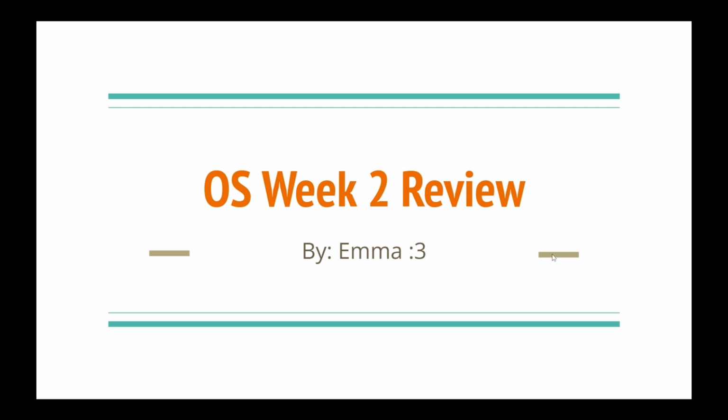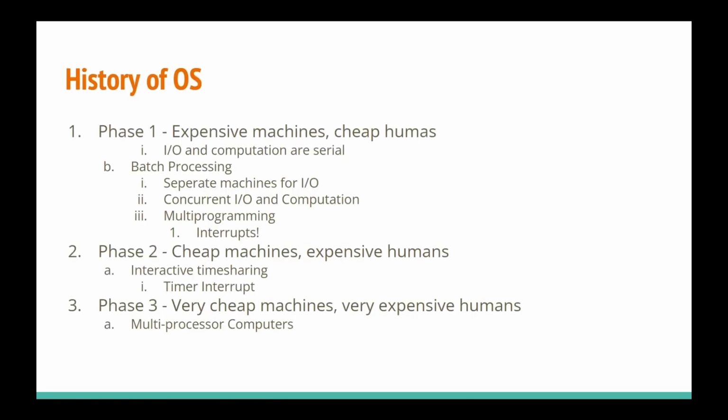We learned about the history of OS and processes and how they're created and controlled. So we're going to start with the beginning, with the history of OS. We have 3 main phases, and we'll start with phase 1. Phase 1 is expensive machines and cheap humans. The main important part about the very beginning of phase 1 is that I/O and computation are serial. With the ENIAC and the plug boards that had to be plugged in to get the different programs onto it, you could not do more than one program on a plug board. And so the CPU was idle a lot because of all the input and output that had to be done for every single program that needed to be executed.